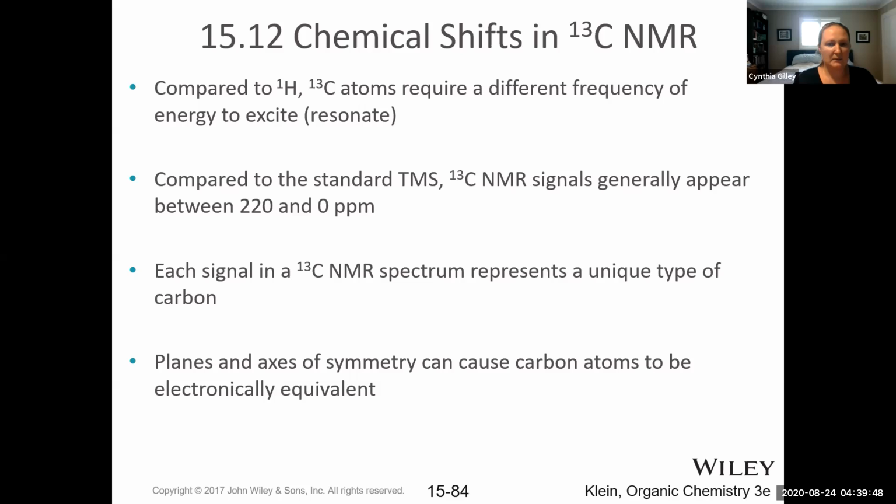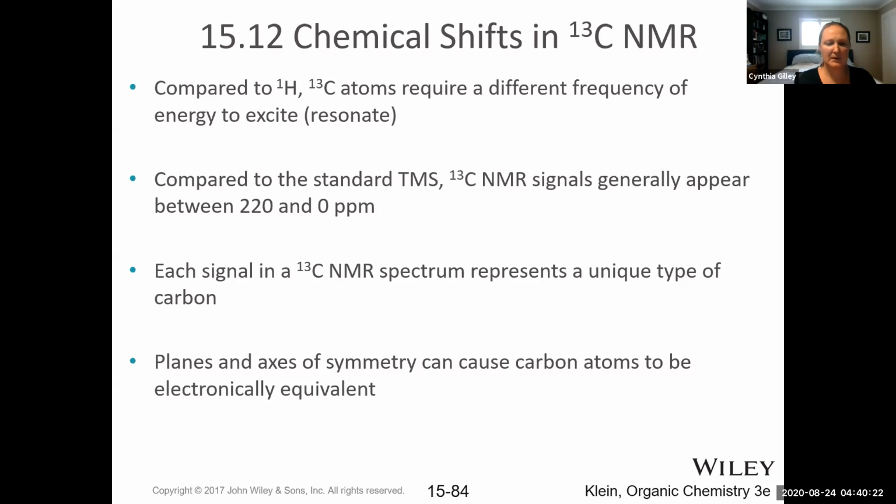Okay, I talked about that already. Compared to TMS, the chemical shift for carbons is different than for protons. Remember, it's common to see shifts from TMS between 0 and 10 ppm for proton NMR. For carbon-13 NMR, it's going to be between 0 and 220 ppm. And the difference is because it takes a different RF frequency to resonate carbon than hydrogen.